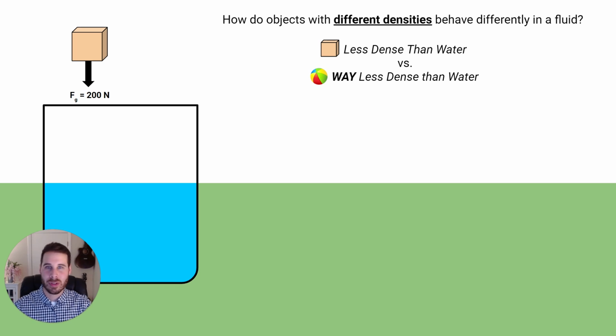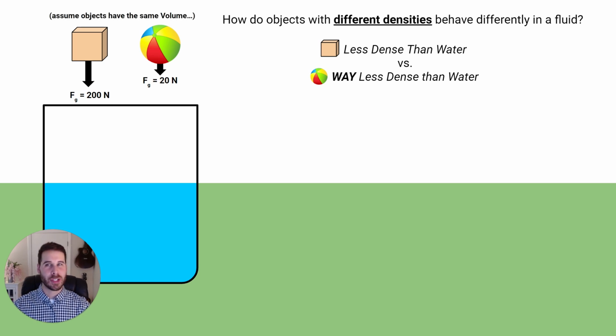which had a weight of 200 newtons, to a beach ball, which is filled with air and as a result is much less massive and so it has much less weight. So I'm going to change it by a factor of 10 and say that the force of gravity on that beach ball is 20 newtons instead of the 200 from the box. Let's assume that these objects have the same volume, just for the purposes of not needing to worry about comparing how one is bigger than the other or anything later on. Let's just take that variable out of the equation.